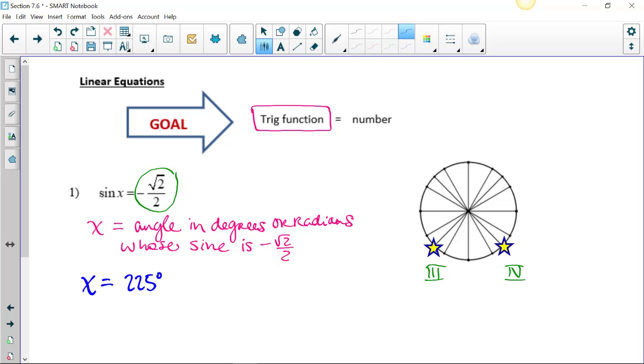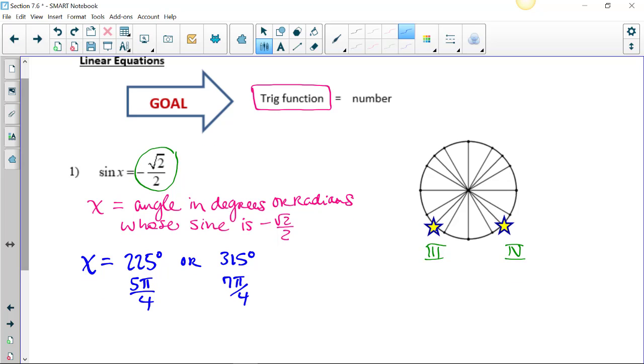So we could say then that x is 225 degrees in quadrant 3, or if we were doing radians, that would be 5 pi over 4, or in quadrant 4, that's going to be 315 degrees, or 7 pi over 4. Okay, now, are those the only two angles that have a sine of negative square root of 2 over 2? No.